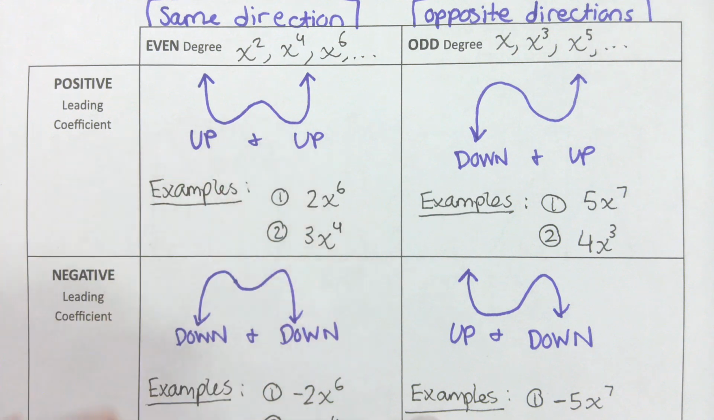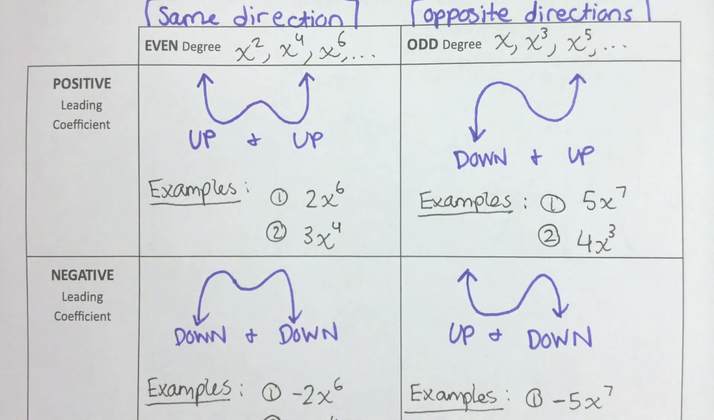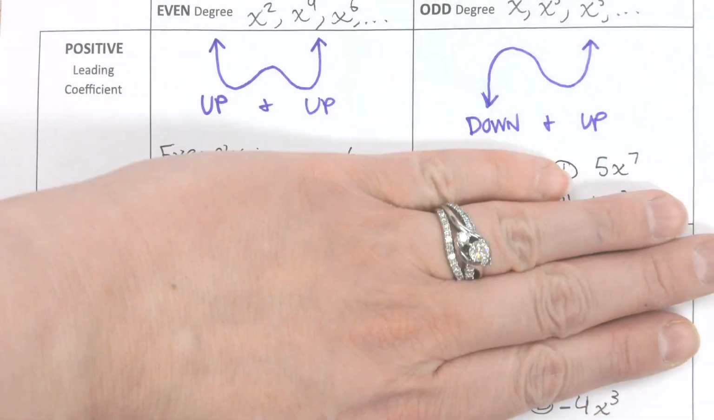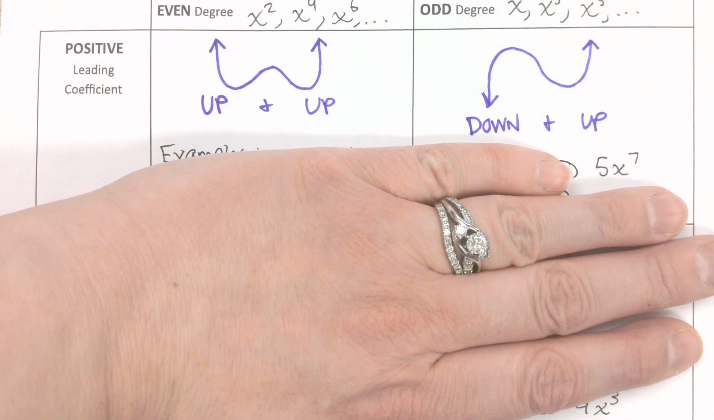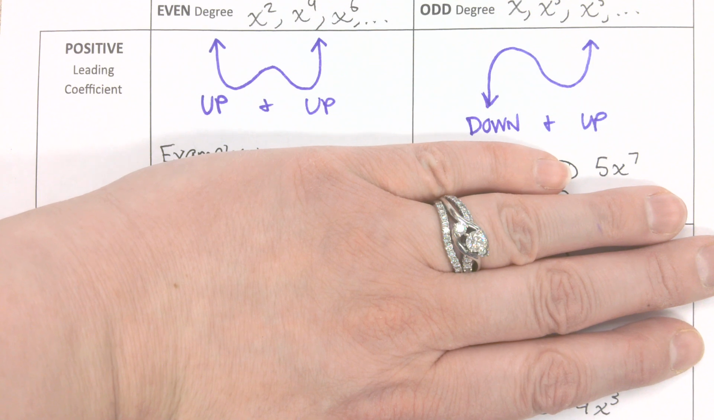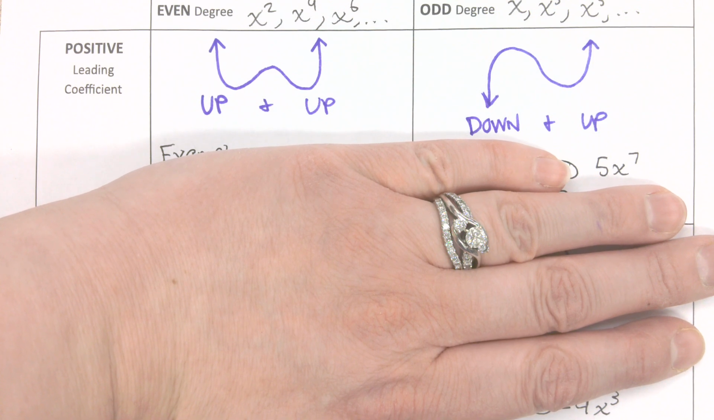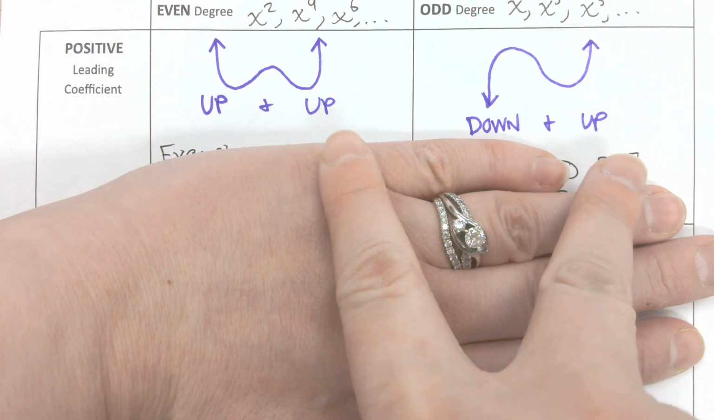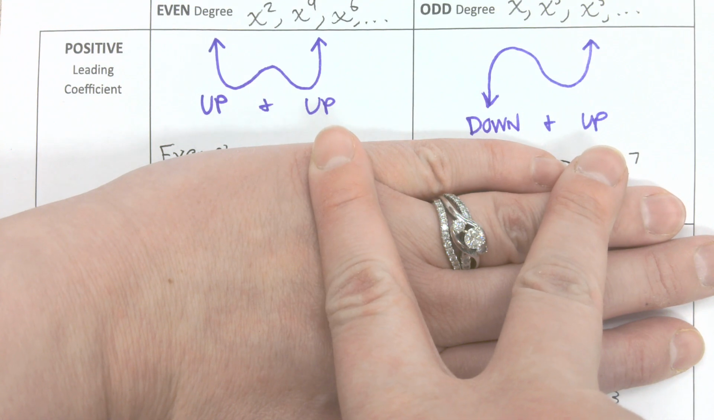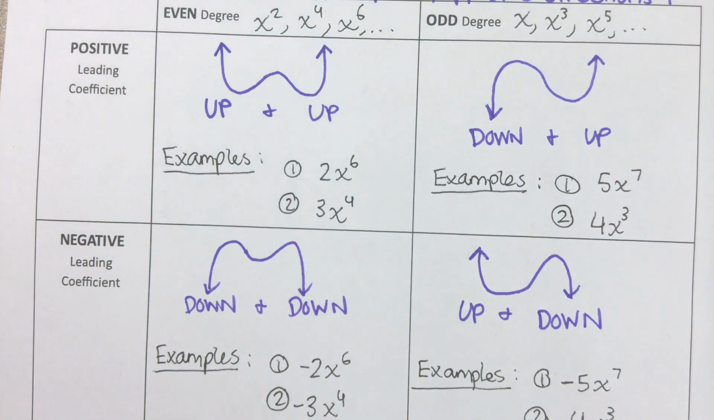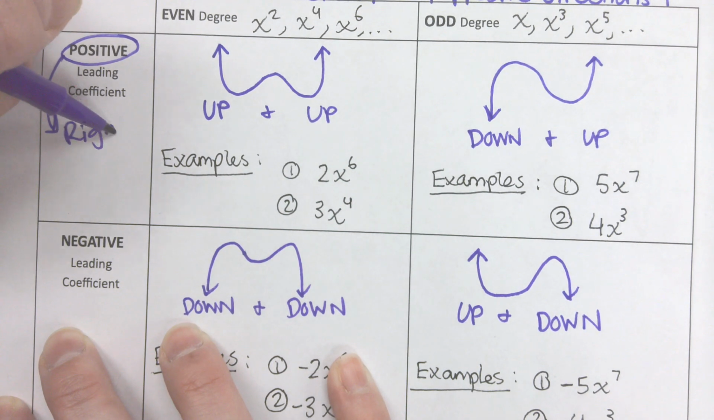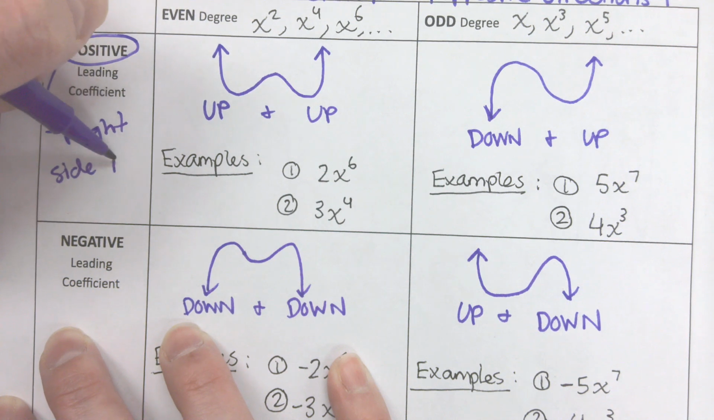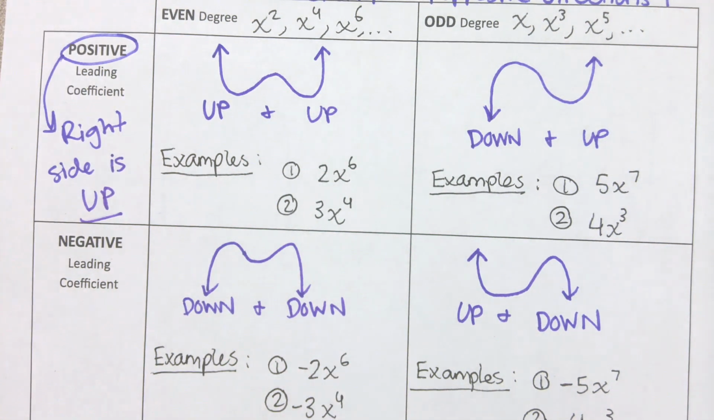Now to tell the difference between the positive and negatives, let's look at the positive graphs. Just compare the two, the even versus the odd graph. These two graphs have something in common. What is it? Both on the right side. Yeah, exactly. On both of them, the right side is up. That's because they're both positive. So that's what positive guarantees. A positive graph, the right side will be up. That's how you'll know just by looking at it that it's a positive graph.